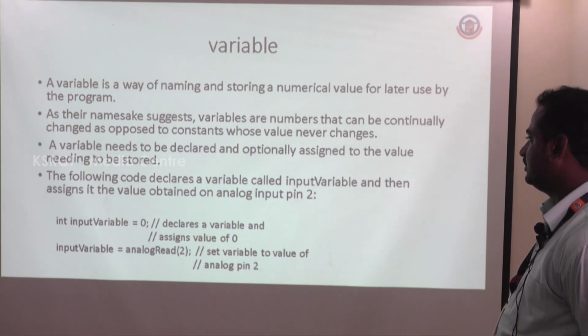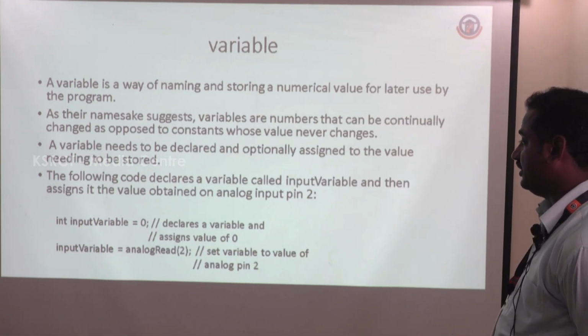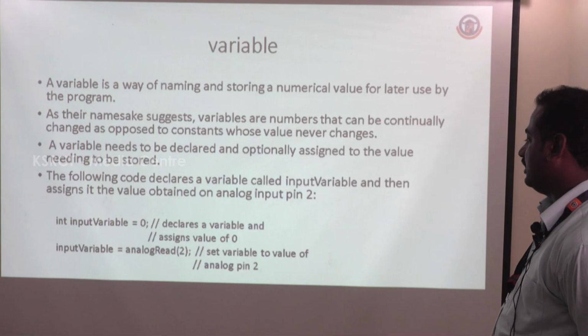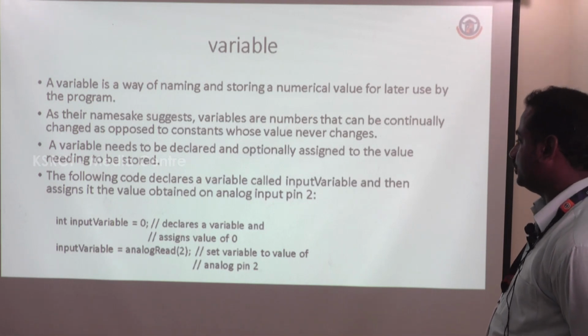The following code declares a variable called input variable and assigns it the value obtained on an analog input pin. Int input variable equals 0 declares a variable and assigns it a value of 0, and input variable equals analog read 2 means that you are setting the variable to the value read from analog pin 2.